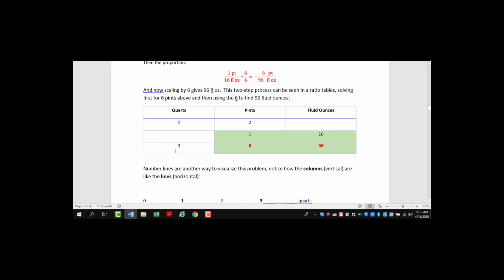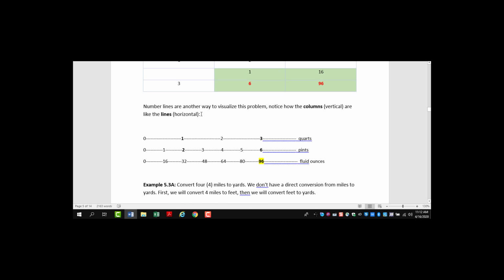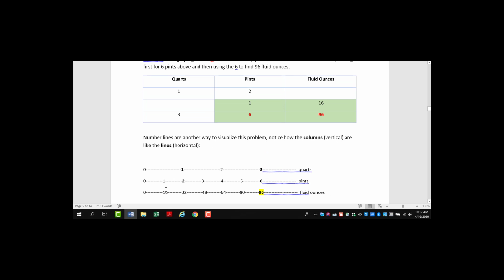So this, like I said, is a table. You can read it vertically. We can also put it on a number line. It's another way to visualize this. So here we have 1 pint is the same as 16 fluid ounces. 6 pints is the same as 96 fluid ounces. It's the same as 3 quarts. We're putting it on a number line, and you read it vertically. And you might want to just pause this and think about it.